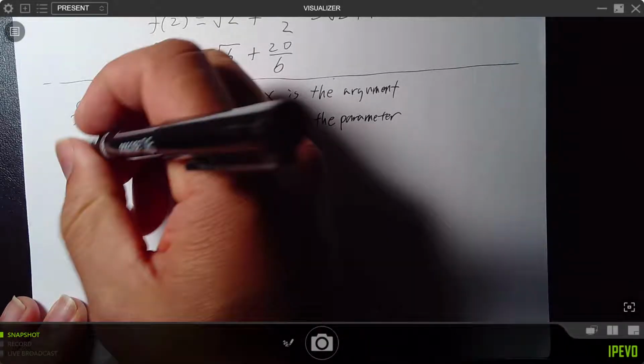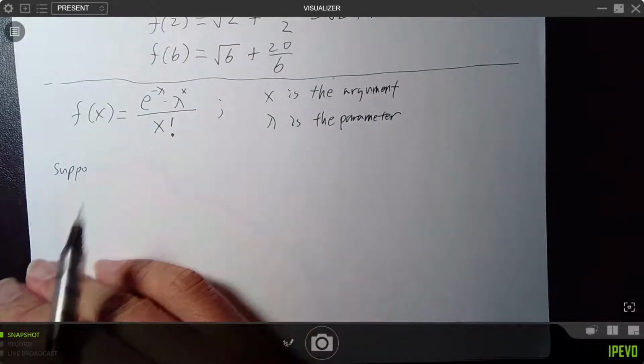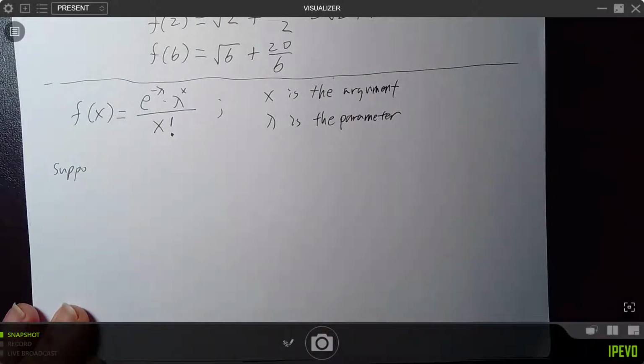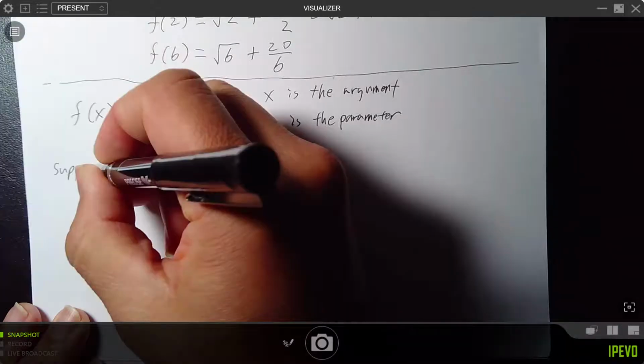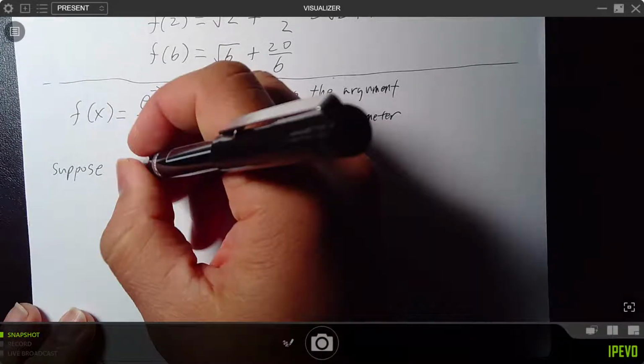Now, suppose, and again, don't worry about what this means yet. When we get to that chapter, you'll see this again, and then we can talk about what this actually represents. But right now, let's just treat it as some random function we found. Now, suppose that lambda equals 4.